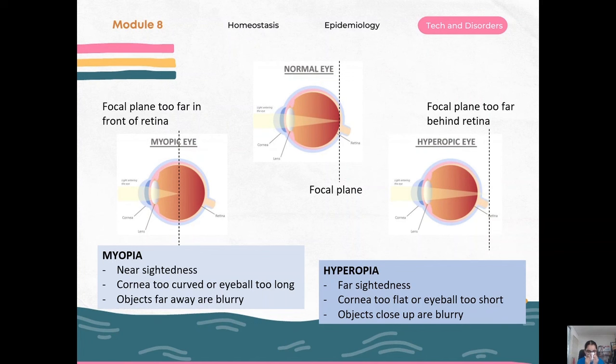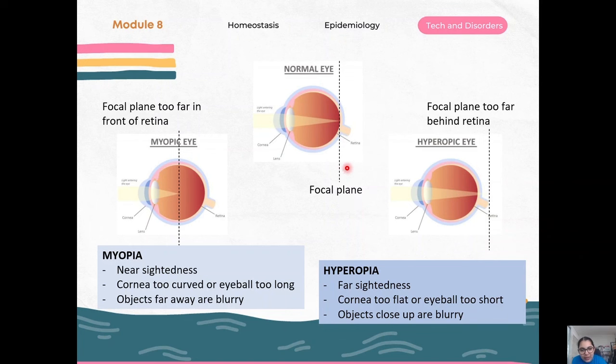Okay, last part of module 8, technology and disorders. Alrighty, let's have a look at this. When it comes to eye disorders, firstly, this is what a normal eye looks like. I won't go through the structure of an eye, but I'm just going to show you that is the structure of an eye. So we've got a normal eye here.